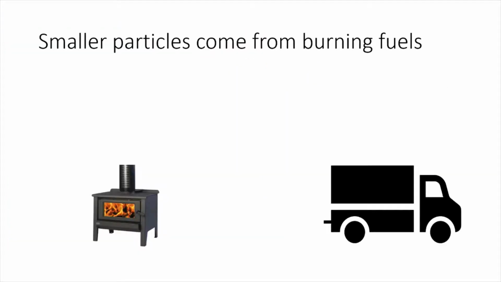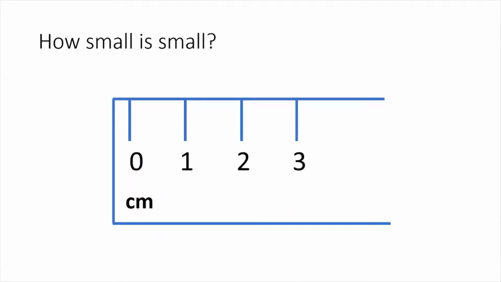Smaller particles come from burning fuels, like the smoke created when we burn wood or coal, or the fumes from a car or truck exhaust. But how small is small?